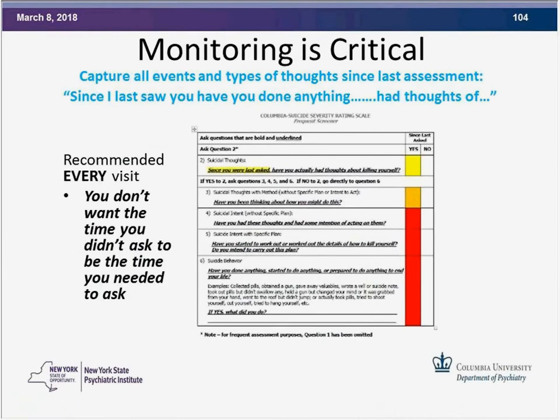And we believe that monitoring is critical. And so we have versions of both the screener and the full version that have one column for scoring, and it says "since last asked." And so we encourage that, just like Centerstone, you can use it every time you see a client, and you can simply say to them, "Since the last time I saw you, have you had any of those suicidal thoughts that we discussed, or have you done any of those behaviors that we went over?" And that's all you have to ask for follow-up, is really question 2 and 6.